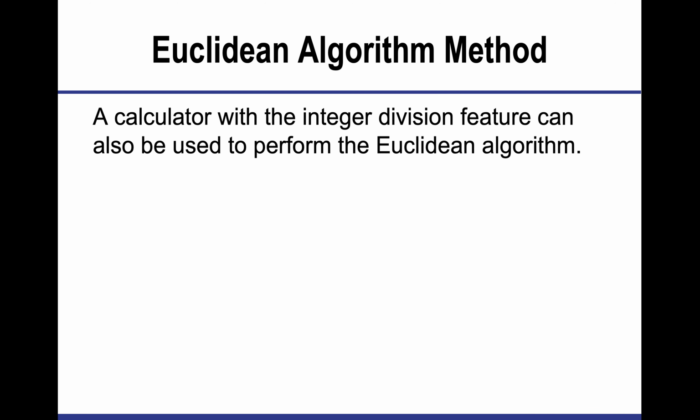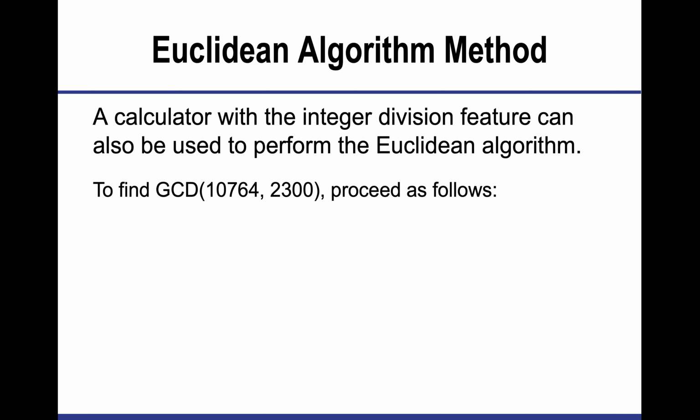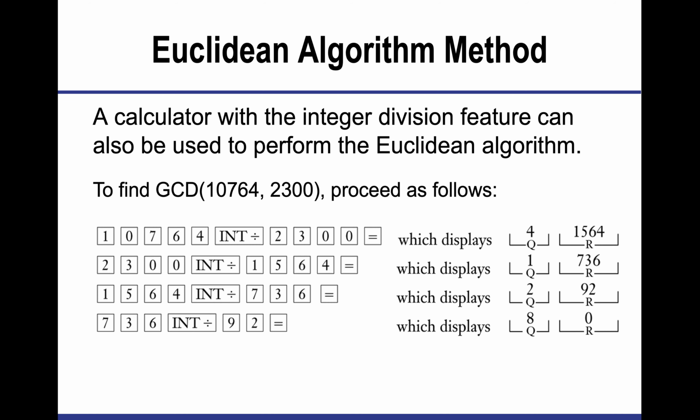A calculator with an integer division feature can be used to perform the Euclidean algorithm. So if you have this int division feature, you could do it. Or if you have a calculator that will show you a remainder, which is not a common feature, but on the off chance you happen to get one of the lucky ones that does, this is what you could do.